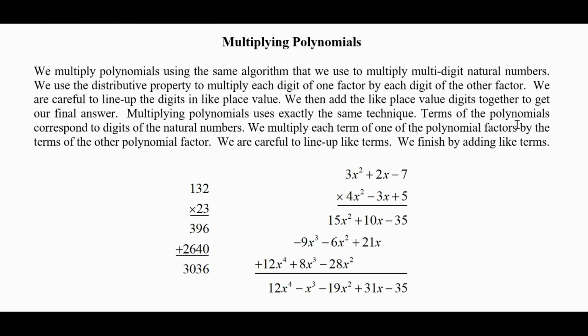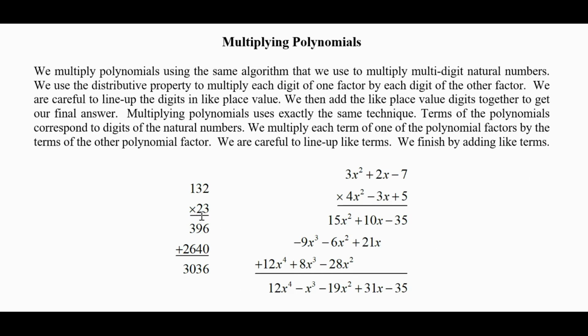First of all, let's talk about multiplication, the long multiplication algorithm. We multiply polynomials using the same algorithm that we use to multiply multi-digit numbers. The thing that makes it work is the distributive property. We use the distributive property to multiply each digit of one factor by each digit of the other factor, and we carefully line up the like digits in place value, then we add the place value digits together to get our final answer. Multiplying polynomials uses exactly the same technique. Terms of one polynomial correspond to digits of the natural numbers. So we multiply each term of one polynomial factor by the terms of the other polynomial factor, we are careful to line up like terms, and we finish by adding together like terms.